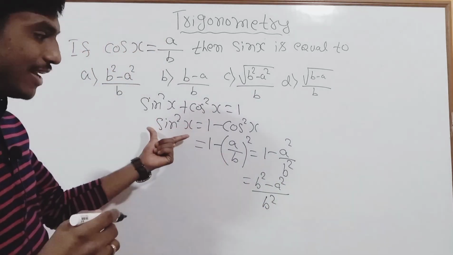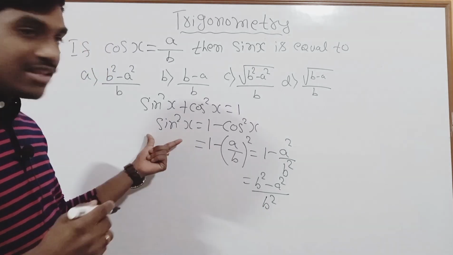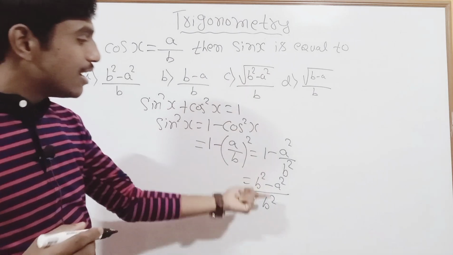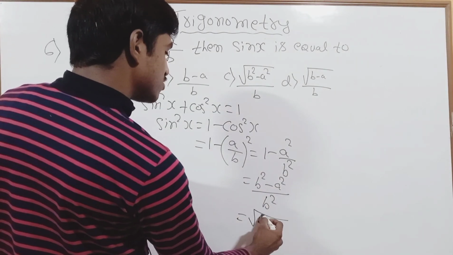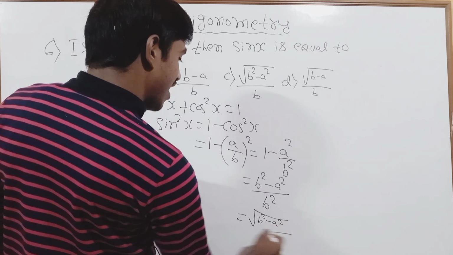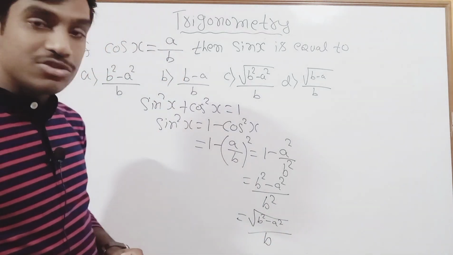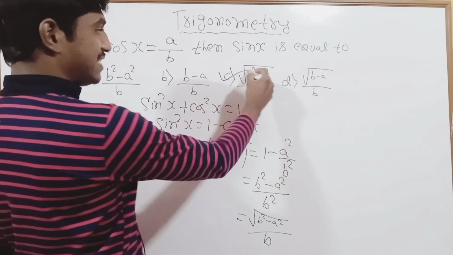So this is sin square x. Sin square x we got as (b square minus a square) by b square. If you take the root, because they have asked for sin x, in the LHS we get sin x. The square root gives root of (b square minus a square) divided by square root of b square, which is b. So the answer is root of (b square minus a square) divided by b, which is option C.